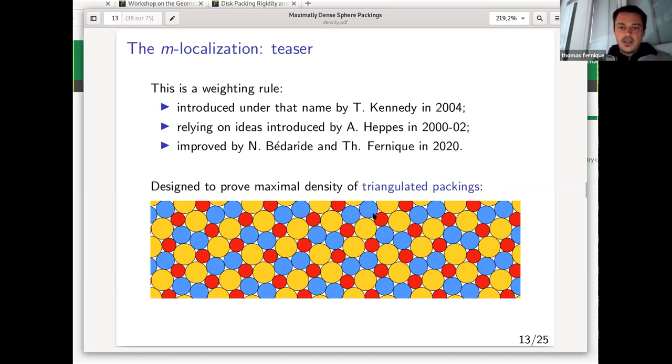So what is a triangulated packing? It's like this. You have a packing of the plane by circles, and you want the contact graph, that is, you connect by an edge the centers of the disks which are tangent, to be a triangulation. In other words, all the holes in between the circles are triangles.